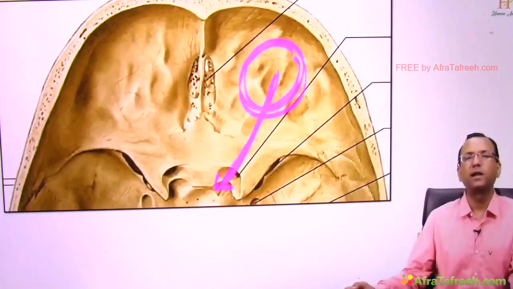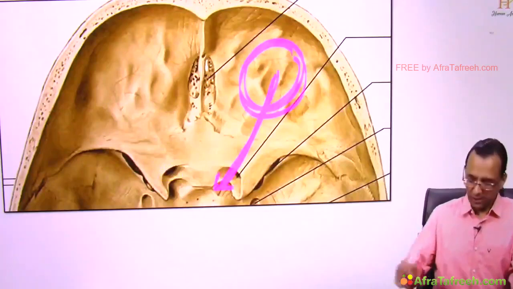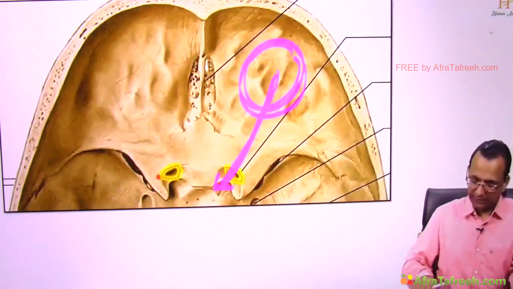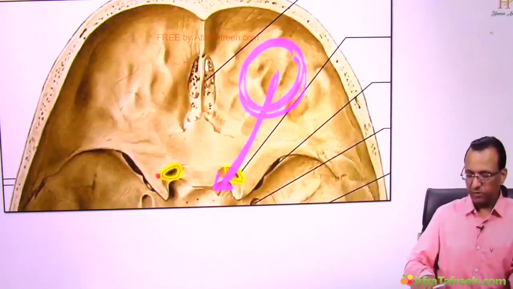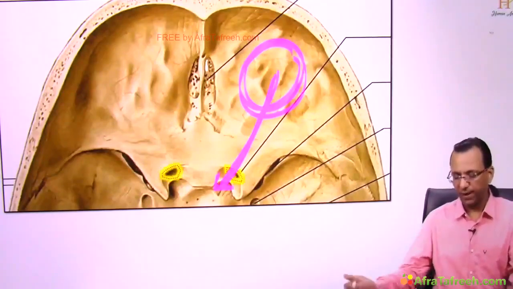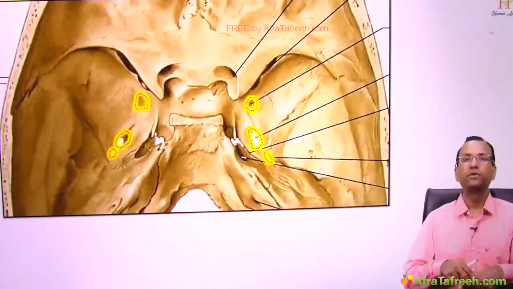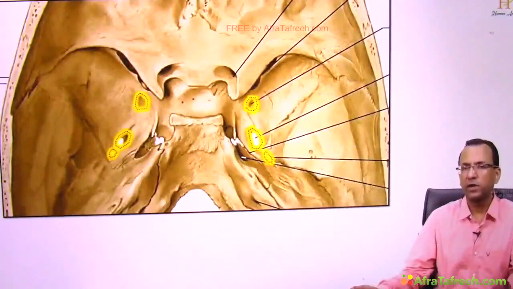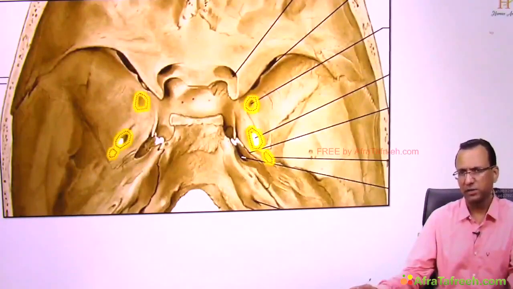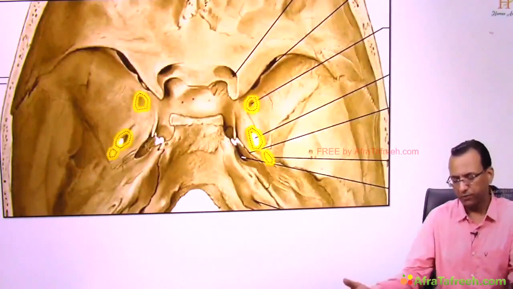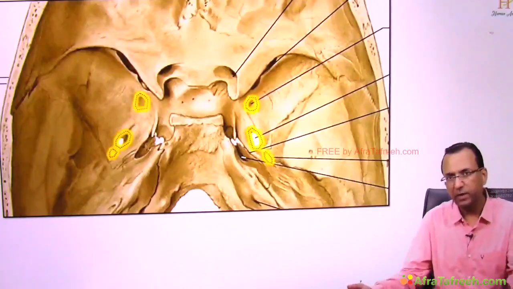Where is the optic canal present? It is in the lesser wing of sphenoid. So the lesser wing of sphenoid has the optic canal for the passage of the optic nerve. Okay, fine. What is this opening in the greater wing of sphenoid then? But if you say opening in the greater wing of sphenoid, then this is not the lesser wing, this is the greater wing.